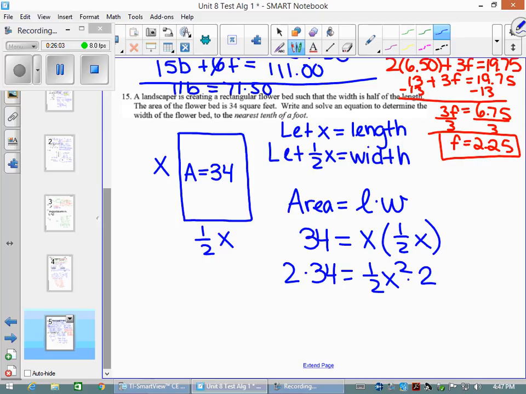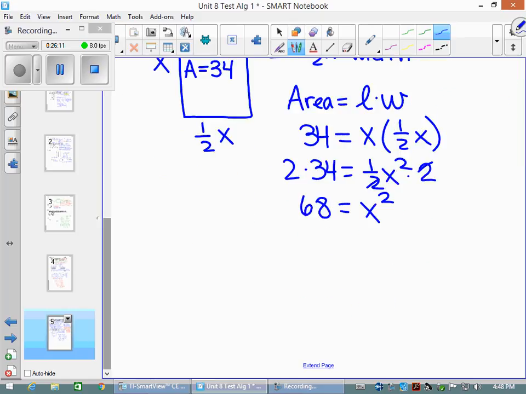I can solve this quadratic using just the square root method since I've already isolated x squared. So plus or minus the square root of 68 is equal to x, since x squared is square rooted. Don't forget your plus or minus in front of that square root of 68. And now I need to determine the biggest perfect square that goes into 68.